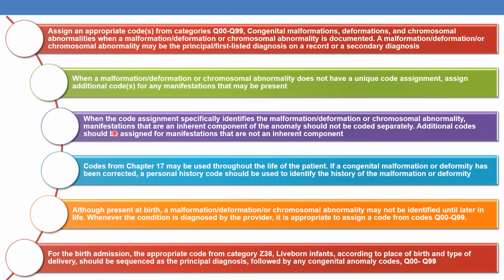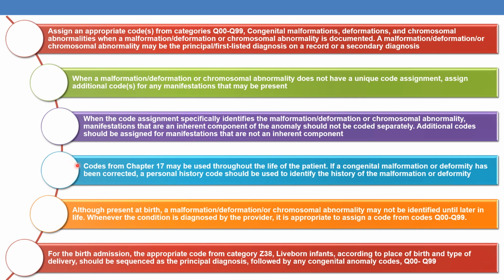and the manifestations that are an inherent component of the anomaly should not be coded separately. Manifestations are nothing but symptoms. Symptoms which are an integral part of that abnormality, if they are inherent components of the anomaly, should not be coded separately. Additional code should not be assigned for manifestations that are not an inherent component. When the manifestation is an inherent component, you should not additionally assign a code for the manifestation.